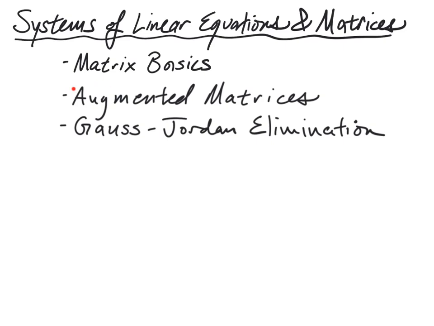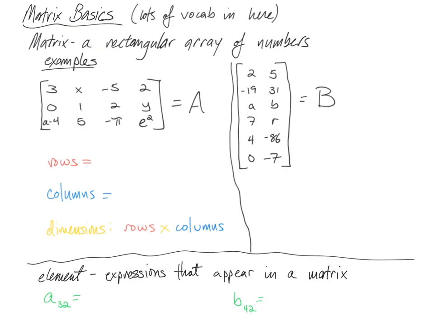Then we'll hop over into what augmented matrices are. We'll touch on coefficient matrix very quickly, but more we're interested in augmented matrices. And then we will dip our toes into the pool that is Gauss-Jordan elimination. We are focusing on two equations with two unknowns. So let's get into it. Matrix basics. This is going to end up being a lot of vocabulary.